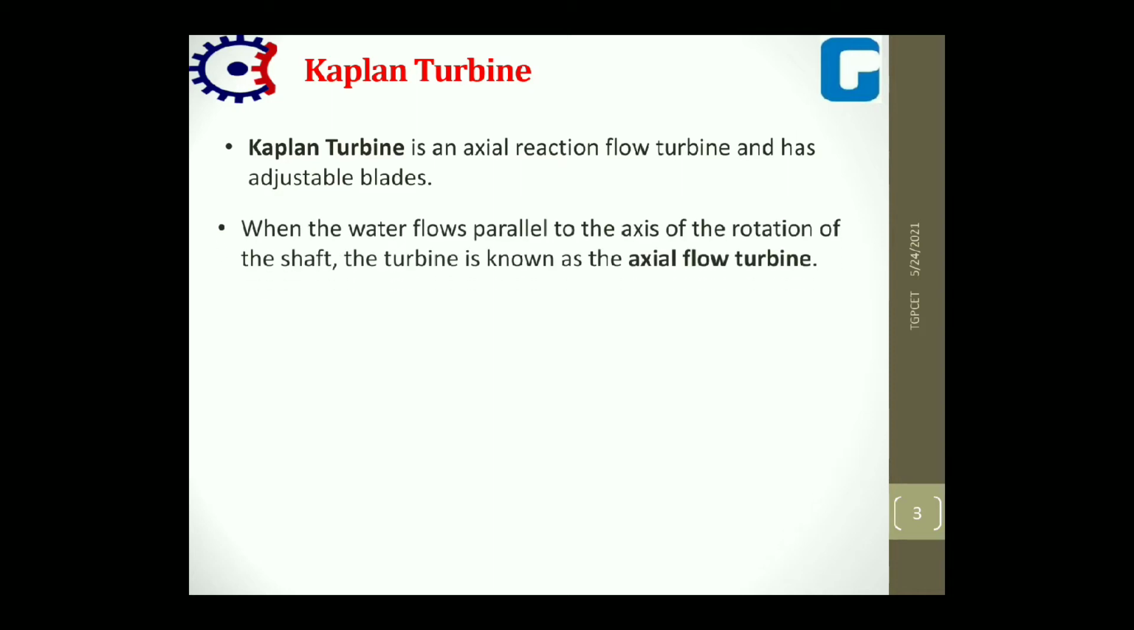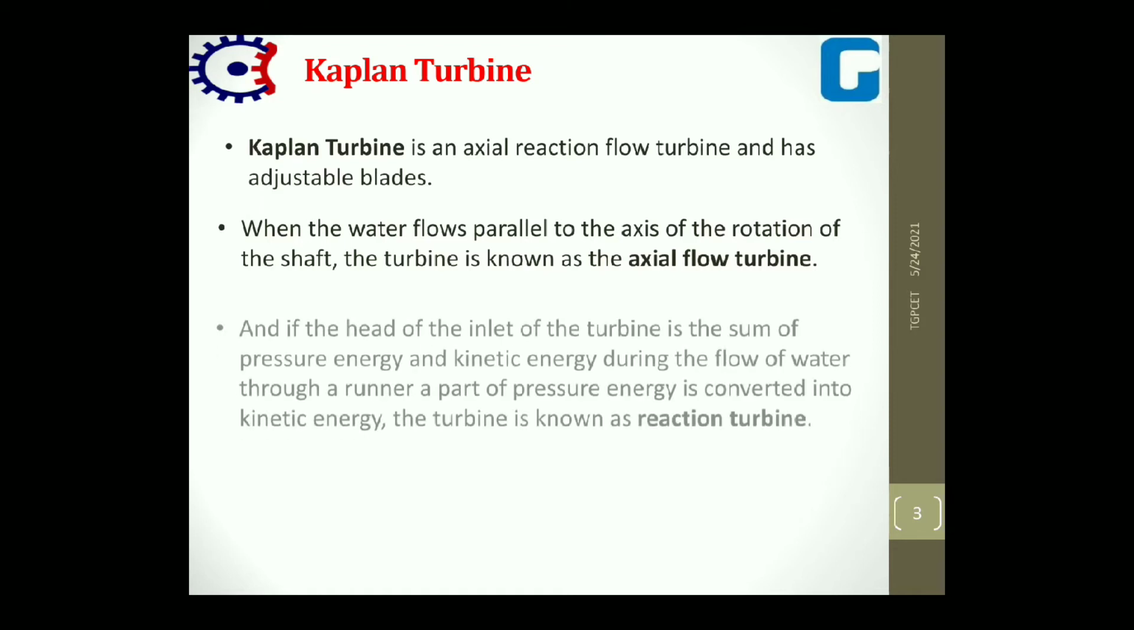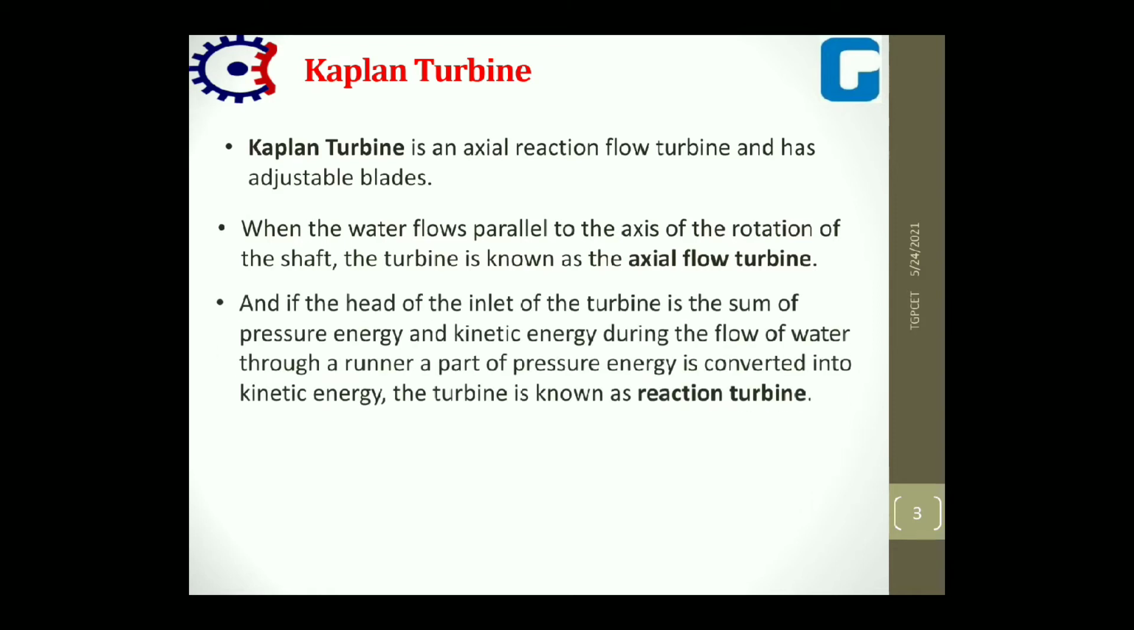When the water flows parallel to the axis of rotation of the shaft, the turbine is known as an axial flow turbine. And if the head at the inlet of the turbine is the sum of pressure energy and kinetic energy, and during the flow of water through a runner a part of the pressure energy is converted into kinetic energy, the turbine is known as a reaction turbine. That means the Kaplan turbine is an axial flow reaction turbine.